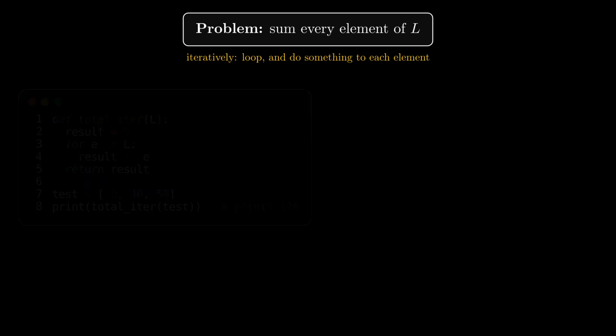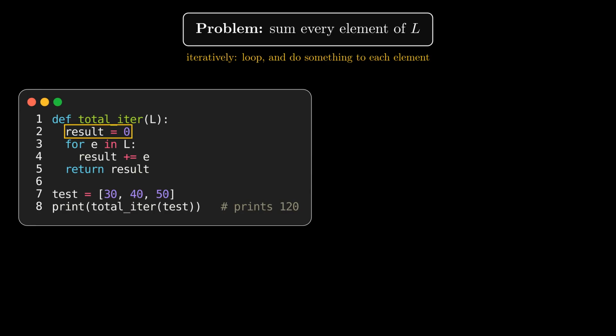The first problem to solve is summing all the elements of a list. Iteratively, we loop through each element and do something with it. Here is the loop version. Result starts at 0. For each element E in the list L, result increases by E. When the loop finishes, we return result.